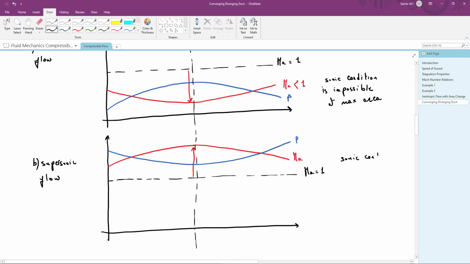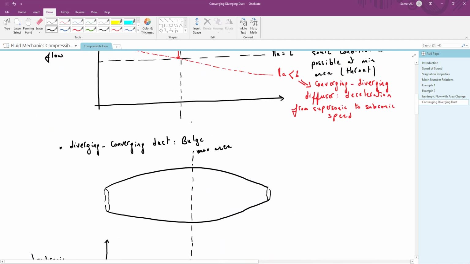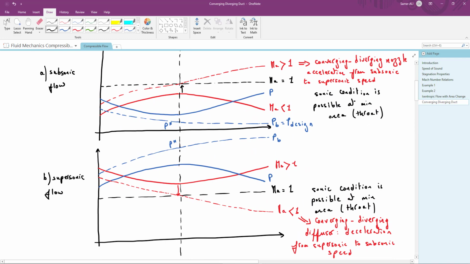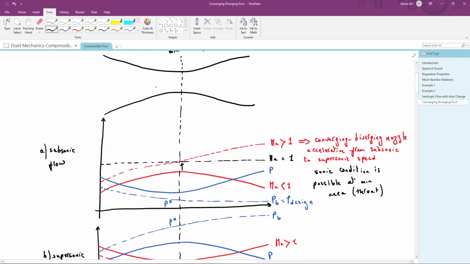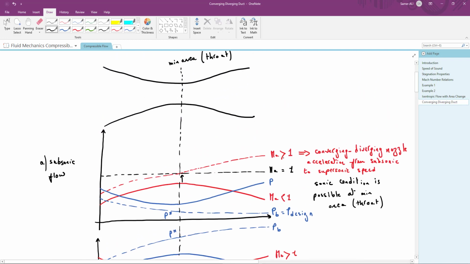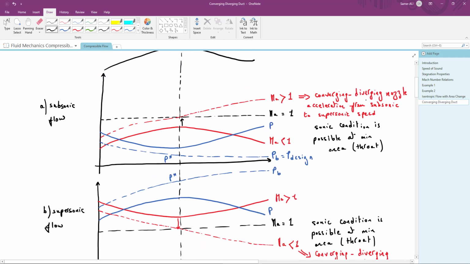Sonic condition is impossible at maximum area. So the most important conclusion in this lecture is that only at the minimum area we can have the sonic condition, and the geometry of a converging diverging duct can act in fact as a nozzle.